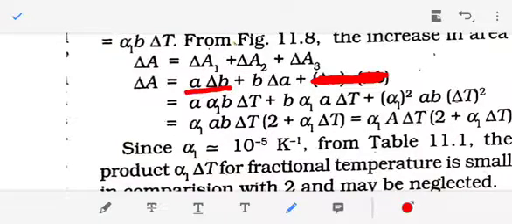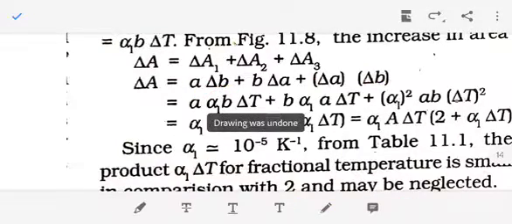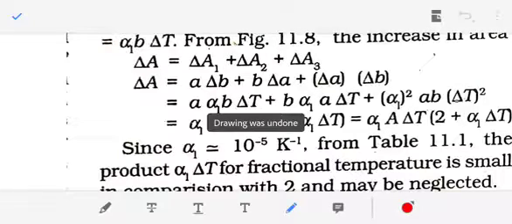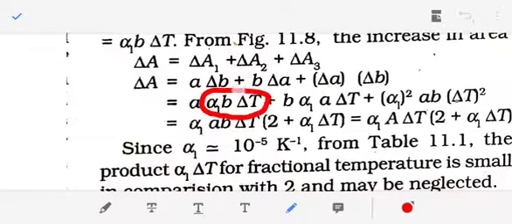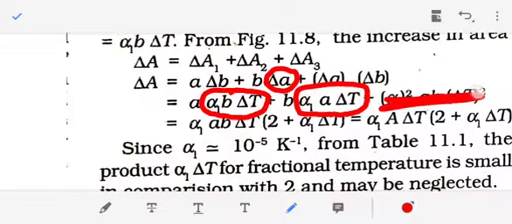Now A delta B, where delta B was alpha L B delta T, plus B delta A, where delta A was alpha L A delta T. The last value is neglected because we have neglected delta A times delta B. Only these two terms will be remaining.